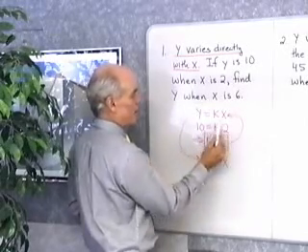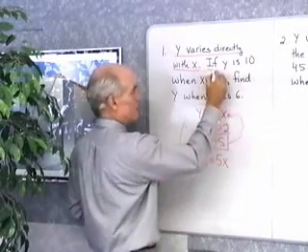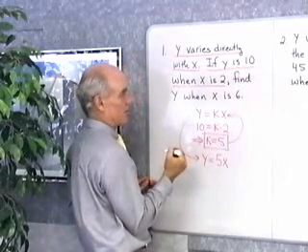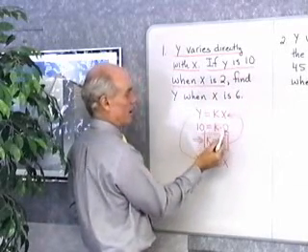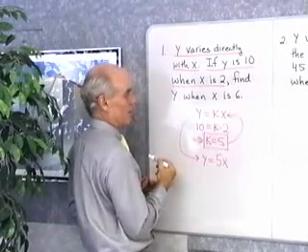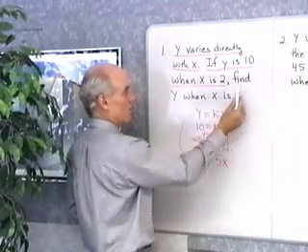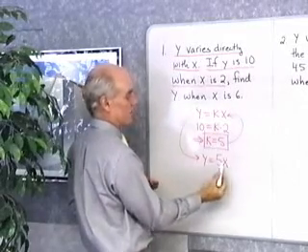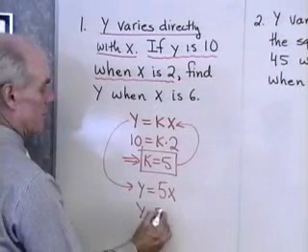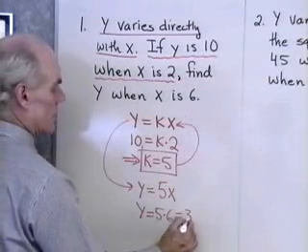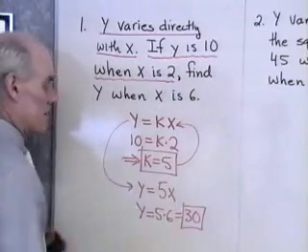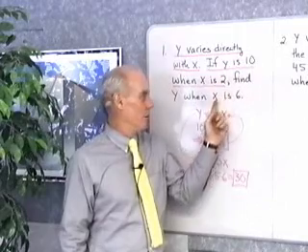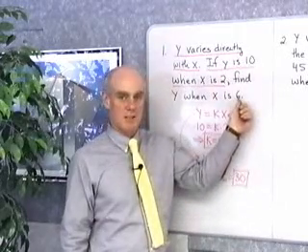So this part right here that allows me to evaluate k, that comes from this first phrase in the second sentence where it says if y is 10 when x is 2. So I put 10 in for y, 2 in for x, and I'm able to evaluate k. Now I can answer the question where it says find y when x is equal to 6. So y must be equal to 5 times 6, which is 30. So we would say if y varies directly with x and y is 10 when x is 2, then y is going to be equal to 30 when x is equal to 6.